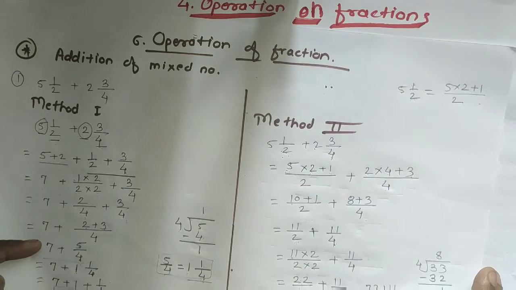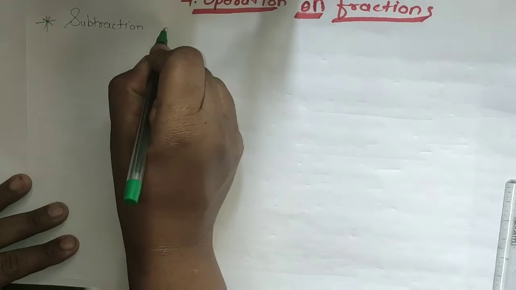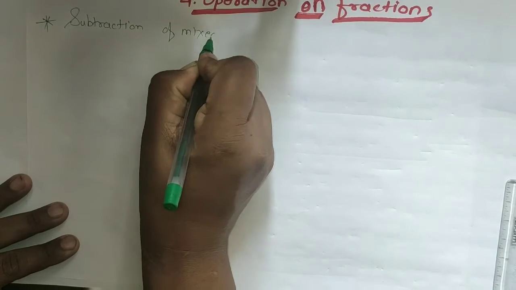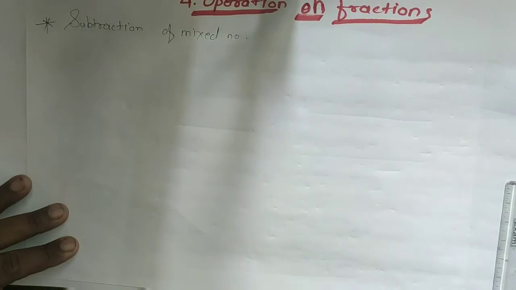Now today we will take the subtraction of mixed numbers. For subtraction of mixed numbers, actually it is the same as before, only we have to do the subtraction. So we will understand the subtraction by solving an example.